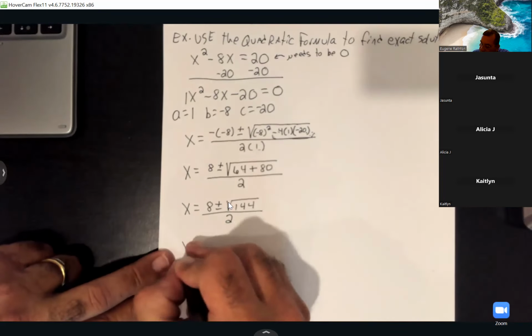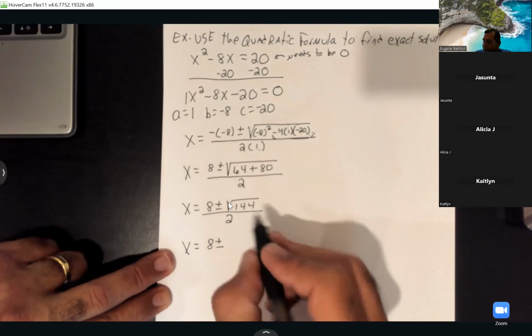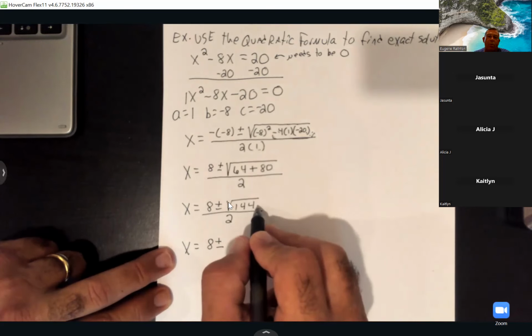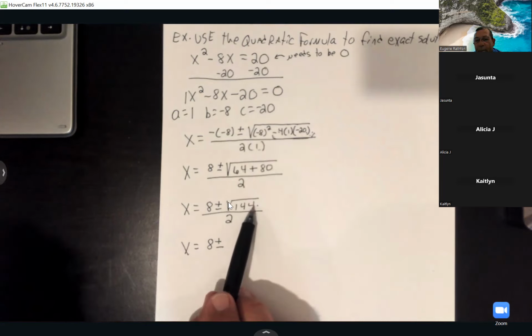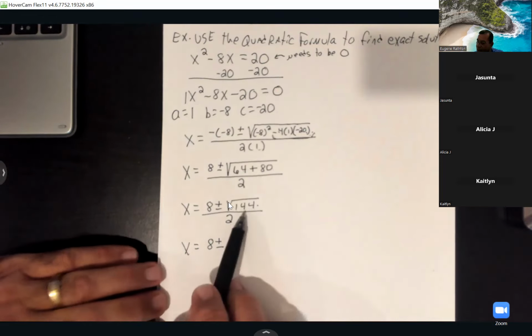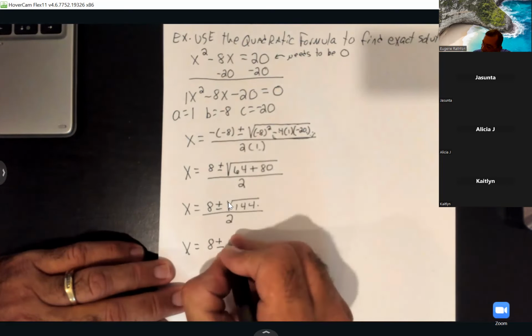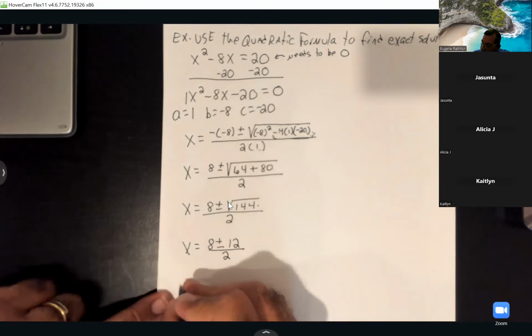All right, y'all. Bring down that 8 plus or minus. Now it's time to actually see if we can take the square root of that 144. Now, if the number's not a perfect square like this, then we would have to try to simplify it. So some of those Monday, we might have to simplify a little bit. But y'all, 144 is a perfect square. And the square root of 144 is 12. All of that over 2.